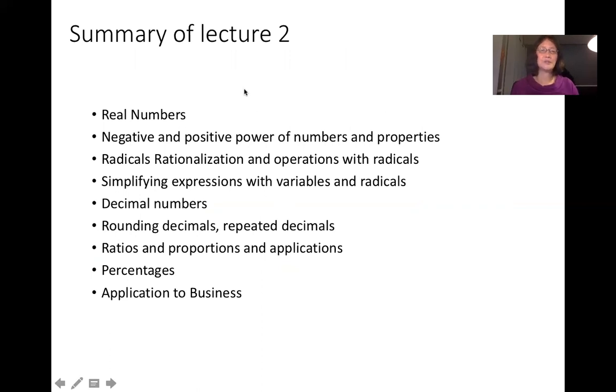So that is the end of lecture two. What we did in lecture two, we did the real numbers. We use letter R, and a real number has rational numbers and irrational numbers. Rational number Q has two parts. One is natural numbers, and the other is integers. Actually, integers also include natural numbers. Then negative and positive powers of numbers, something like 2 raised to power 3, this is a positive power. 2 raised to power negative 3, this is a negative power of numbers. Okay. And their properties.